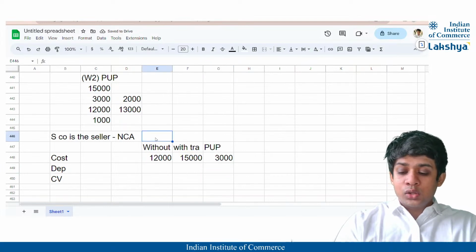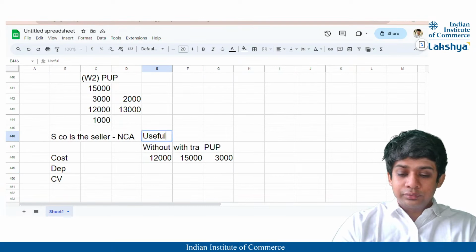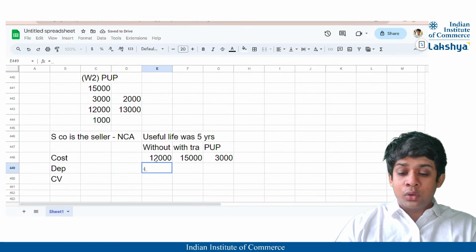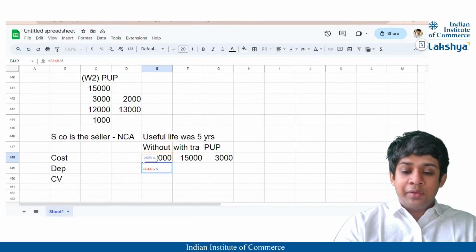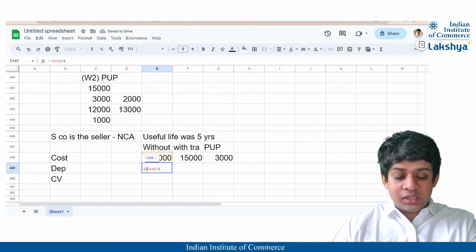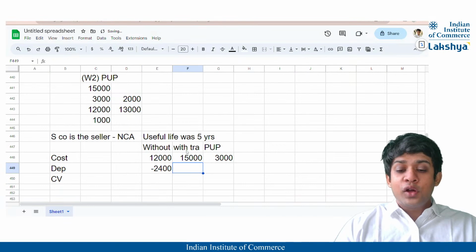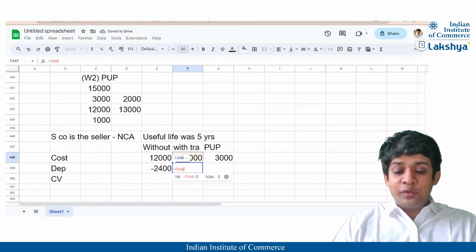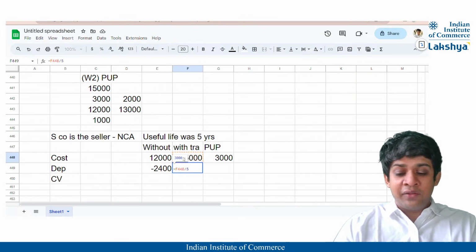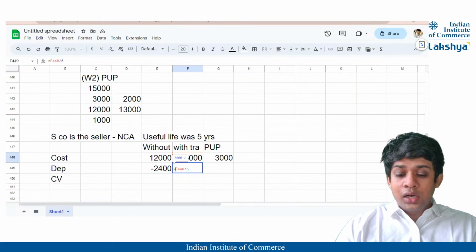Now maybe when it was sold, the useful life was maybe say 5 years. Okay. That means what is the depreciation that we are charging without transfer? It is nothing but 12,000 divided by 5 years. Correct? That is going to be 2,400. I'll just put a negative sign here. Now, for with transfer, I will take the value 15,000, which is the value at which the asset is transferred, divided by its useful life of 5 years at the date of transfer. Correct? And also a negative sign for this because it is depreciation.